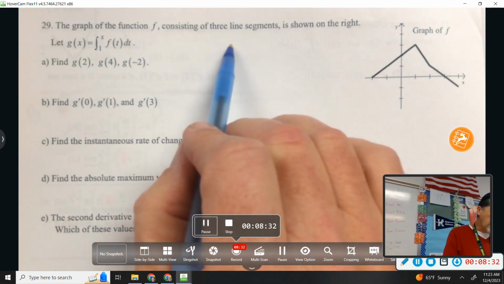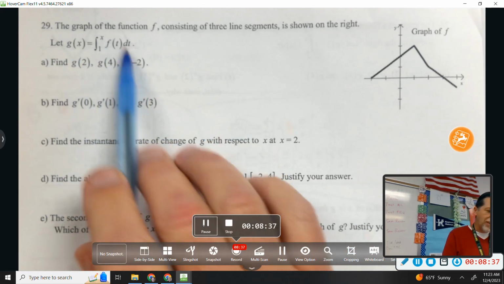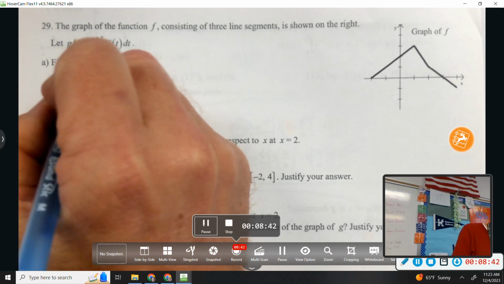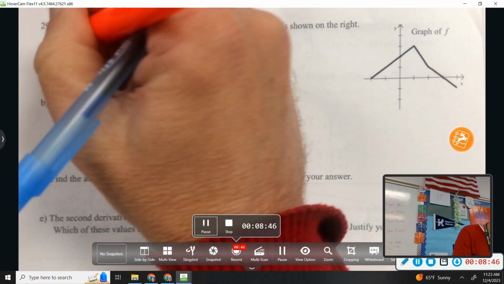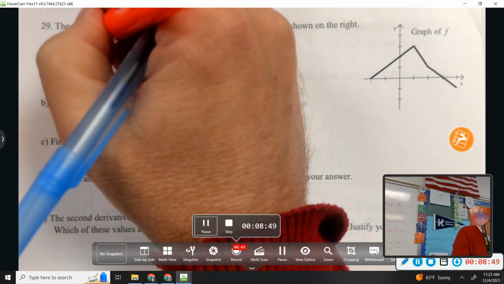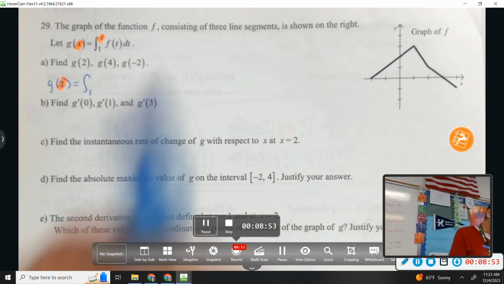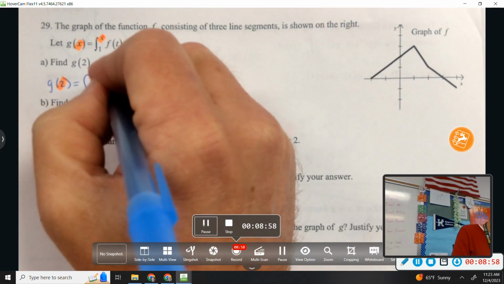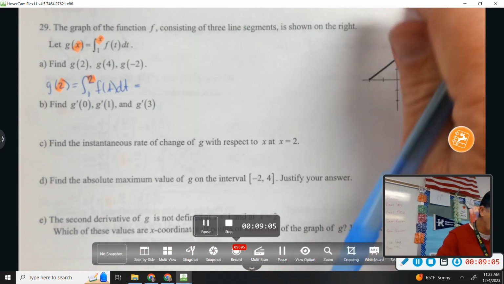29. The graph of the function f consisting of 3 line segments is shown on the right. G of x is, okay, this is kind of like what we just did. Find g of 2. Okay, that means plug in 2 for x. So g of 2 means the integral from 1 to 2 of f of t dt. So the area under the curve from 1 to 2.